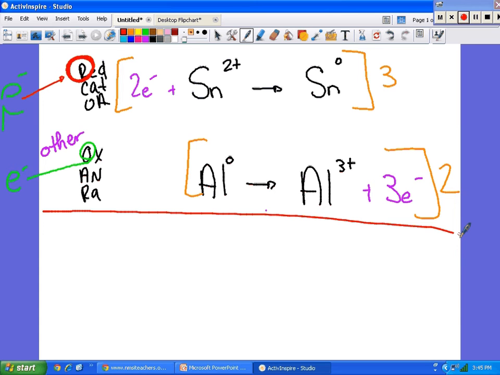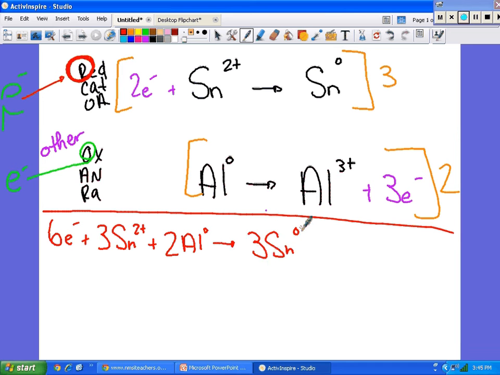But here's the most important part, and I really don't want you to mess this up. Make sure you distribute, please. So you have 6 electrons plus 3 Sn2+ plus, now going to the bottom, 2 aluminums, and it goes to 3 Sn metals plus 2 Al3+ plus 6 electrons. Now what can you cancel out of that? Electrons. That is, right here, your balanced equation.